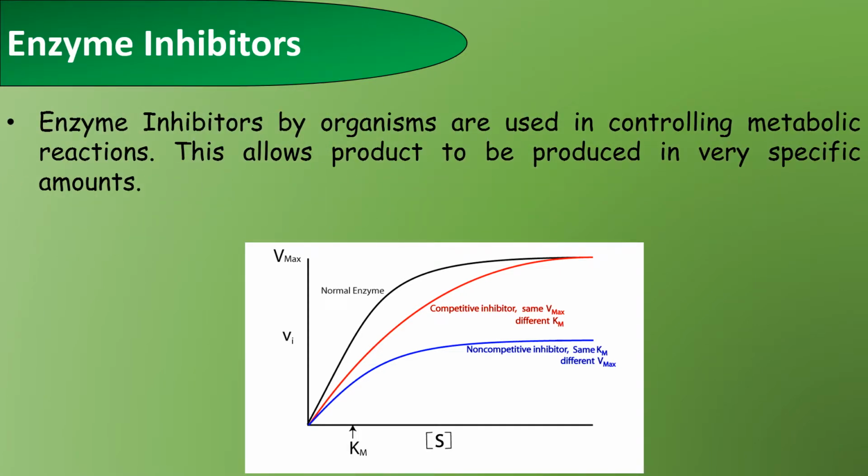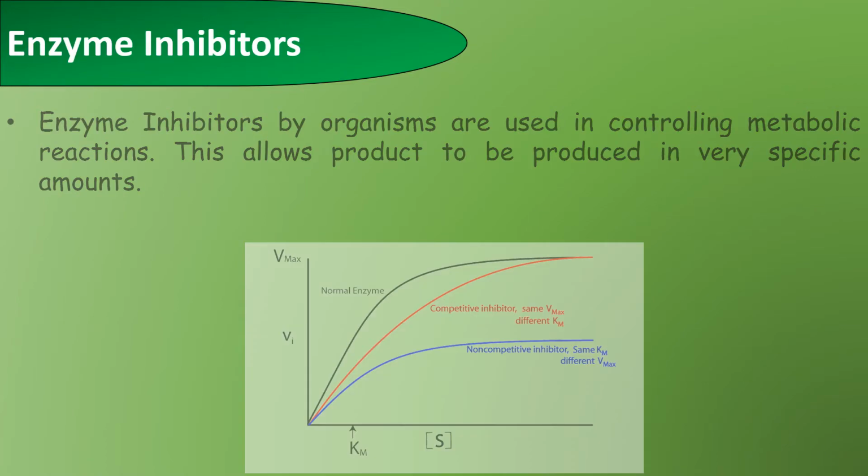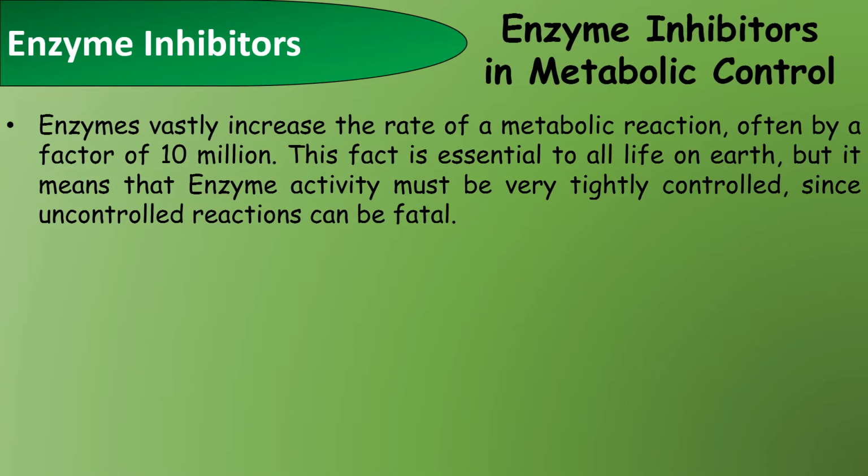Enzyme inhibitors are used by organisms in controlling metabolic reactions. This allows product to be produced in a very specific way and in very specific amounts. Enzymes vastly increase the rate of a metabolic reaction, often by a factor of up to 10 million. This fact is essential for all life on Earth, but it means that enzyme activity must be tightly controlled since uncontrolled reactions can be fatal.